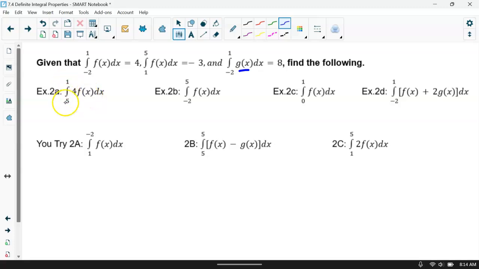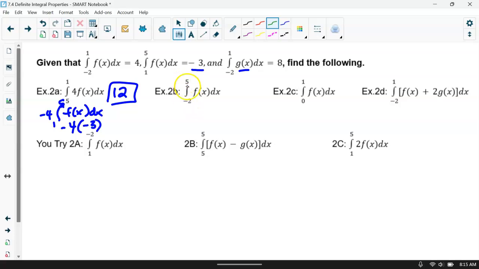So let's go ahead and reverse it. So this is negative 4 times 1 to 5 of f of x. Well, this is negative 4 times negative 3. So here you end up with 12. Let's do the next one. Now, negative 2 to 5 of f of x. Well, we don't have negative 2 to 5. We have negative 2 to 1 and 1 to 5.